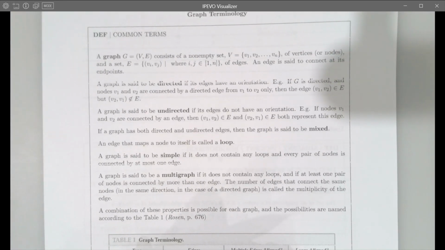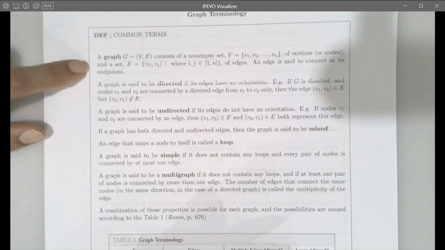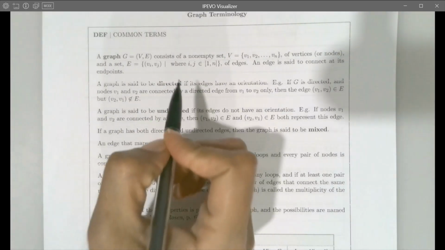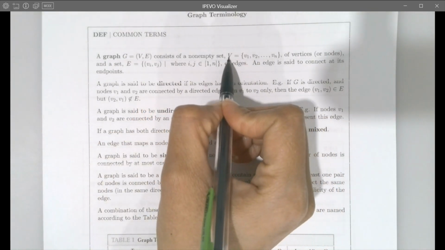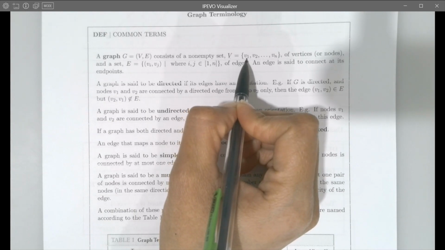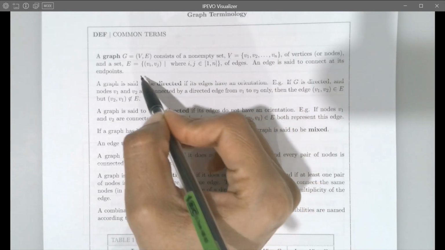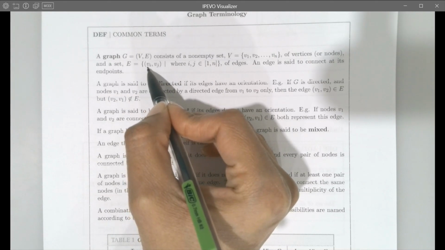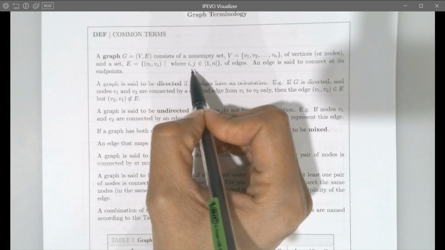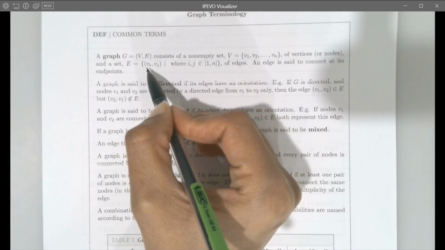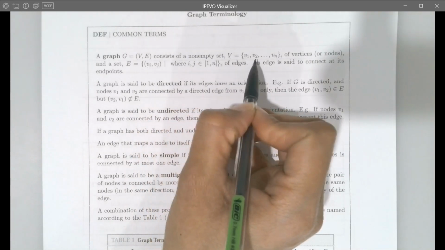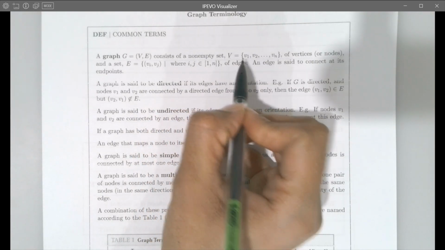So what is some common terminology? We're going to start off with graph. A graph G is going to consist of two sets. One of them will be a non-empty set V, which is going to contain all of the vertices or nodes of the graph. The set E is going to be a set of ordered pairs, and that is going to represent all of the edges of the graph. It's the set of ordered pairs Vi paired with Vj, where i and j are indices in the range of 1 to n.